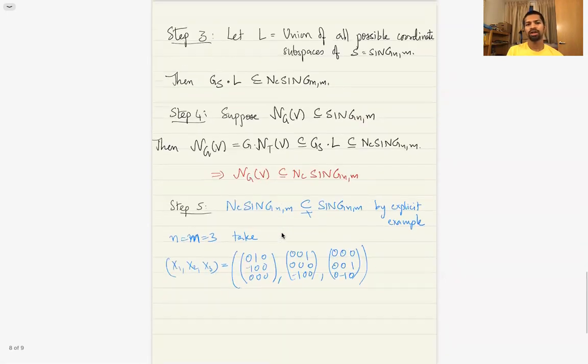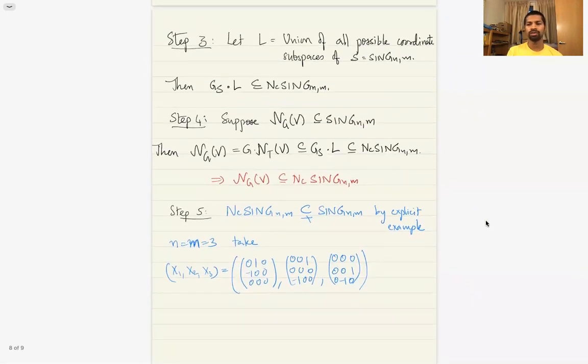So now I'm going to be more specific to the case where S is singular tuples of matrices. The first thing I do is try to give an upper bound on what the null cone could possibly be. So I look at all possible coordinate subspaces in singular tuples of matrices, and let me call this L. Then we show that if you took this large group, GLN cross GLN cross GLN, which was the group of symmetries for singular tuples, and applied it on the union of all possible coordinate subspaces inside singular tuples, then you actually only cover the non-commutative singular tuples. You don't cover all of the singular tuples.